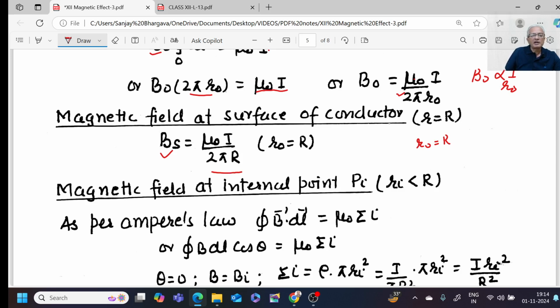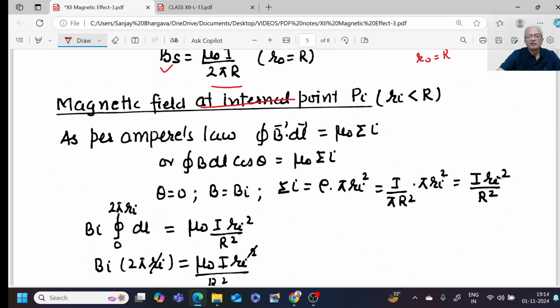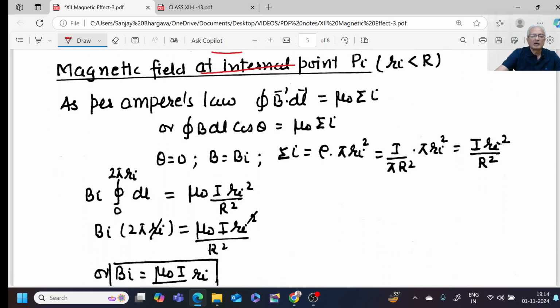Now important part is magnetic field at internal point Pi. Let us calculate at an internal point where Ri is less than R. As per the Amperes law, integration B dot dl must be mu 0 times the sum of currents. So integration B dot dl cos theta equals mu 0 times the summation of current. So theta is equal to 0, B would be equal to Bi, summation I would be equal to... So how do we imagine?